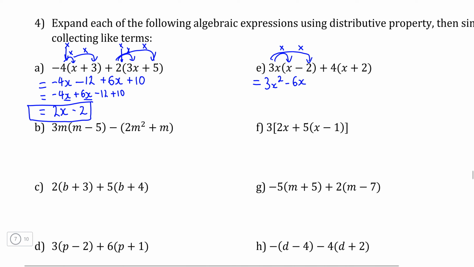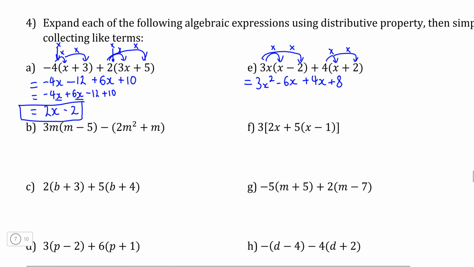Next, we can apply distributive property to the second half of our original polynomial, multiplying 4 both by x and by +2. So +4 times x would be +4x, and then +4 times 2 would be +8, and this is our polynomial once both of the situations involving distributive property have been expanded.